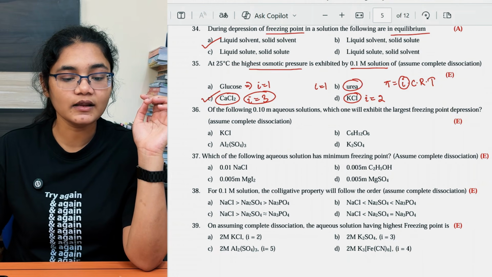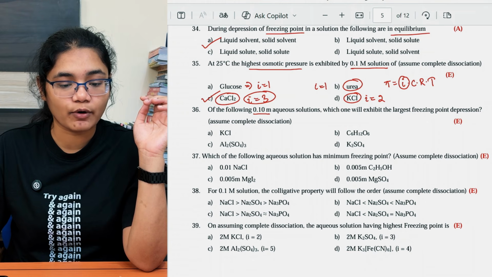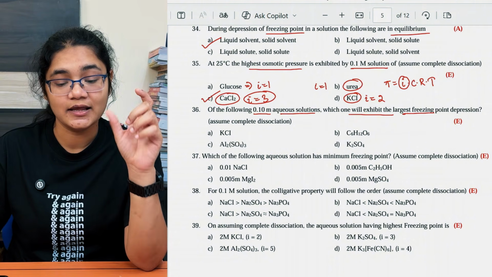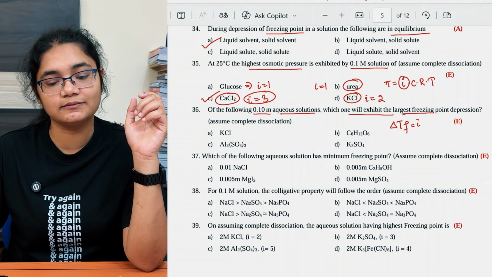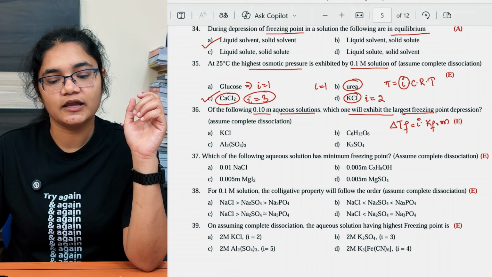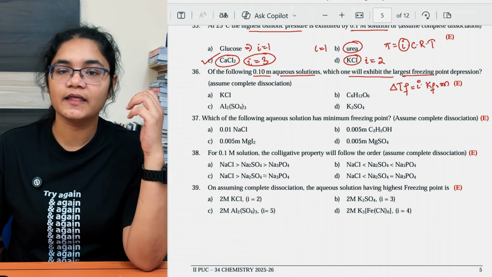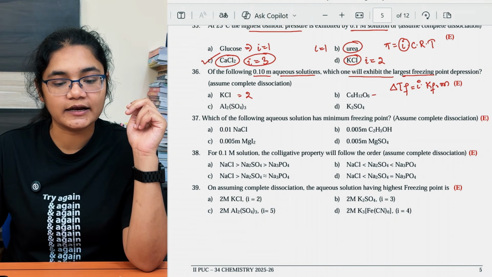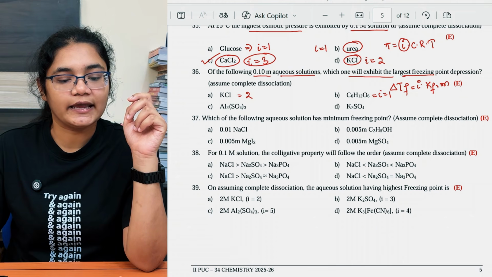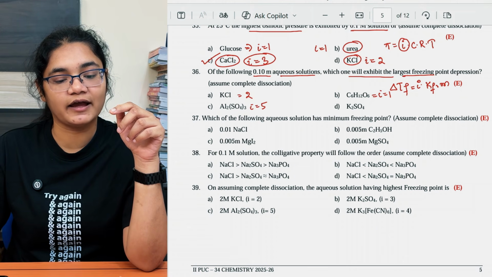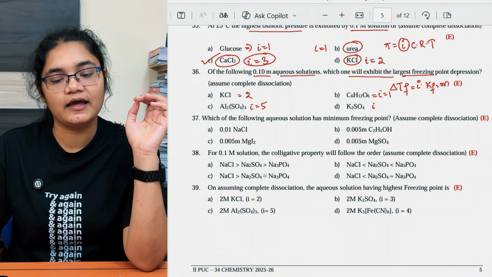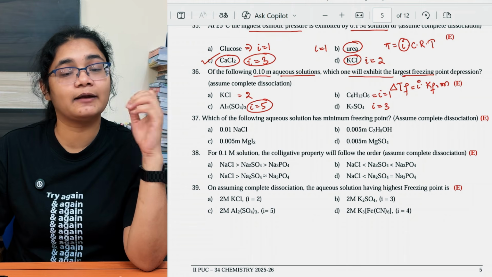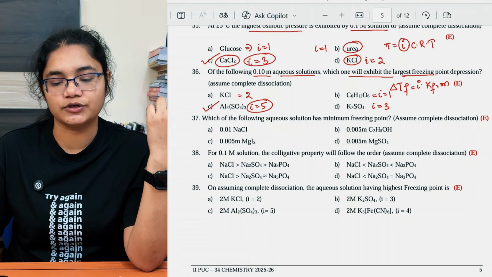Next, of the following 0.1 m aqueous solutions, which one will exhibit the largest freezing point depression? Delta TF will be maximum in which case? Again, similar question. If the i value is more, then the delta TF value will also be more. Here i value is 2, K plus and Cl minus. Here it is 1 because it is a non-electrolyte. Al2(SO4)3, total there will be 5 ions here, right? 2 aluminum and 3 sulfate, and here it will be 3. So you can see that aluminum sulfate has 5 ions, so the maximum depression will take place. So option number C here.